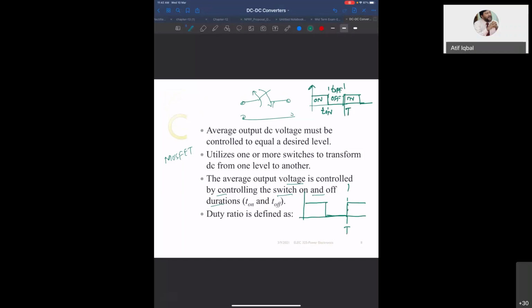And if you take 1 by T, that gives you the switching frequency. And from here to here, this is T on. And then from here to here, it is T off. Now, the ratio of T on to T, you define as duty ratio.